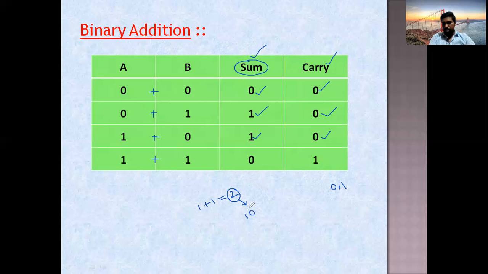Okay. So this 0 is called your sum, and this 1 you call carry. The 2 is written like 1 0. Among that 1 0, this 0 is taken as sum, and the extra 1 we are getting on the left side is your carry. Okay. Remember that when you add two 1s, you will get sum as 0 and carry as 1.